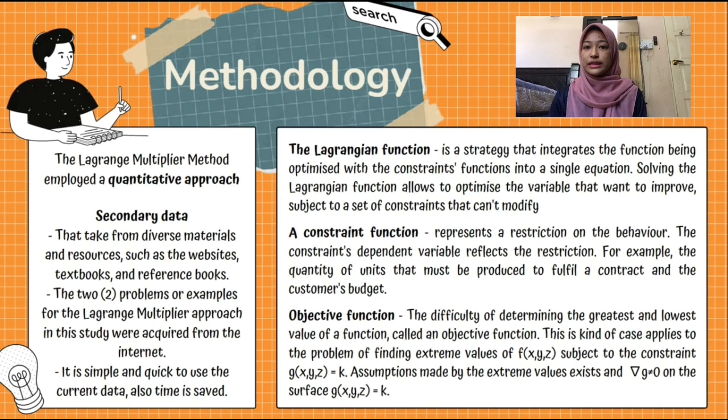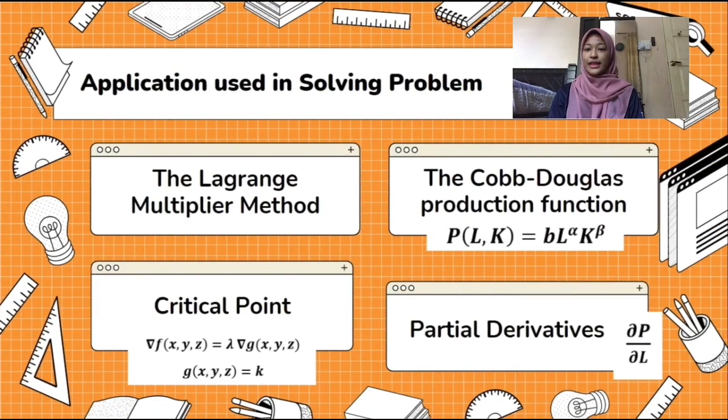The difficulty of determining the greatest and lowest value of a function is called an objective function. This kind of case applies to the problem of finding the extreme values of f(x,y,z) subject to the constraint g(x,y,z) equal to k. In solving the problems, there are a few methods applied. Firstly, of course, the Lagrange multiplier method.